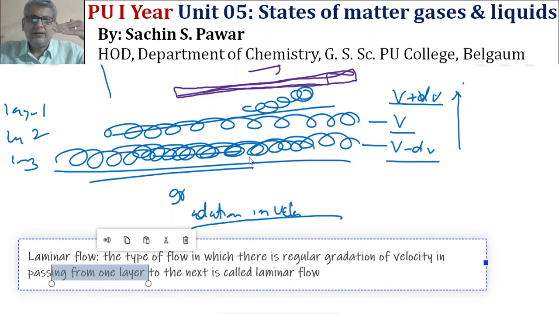Suppose there is a ship moving. The water particles below that ship will be moving with some velocity. Those particles which are in the layers below will be moving with certain velocity, and the velocities of all those layers will be different, and there will be regular gradation, a regular decrease in the velocity. And if you go deep, there is no movement at all. This is regular gradation. Therefore it is called laminar flow.